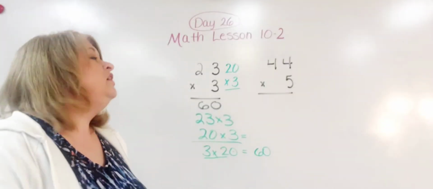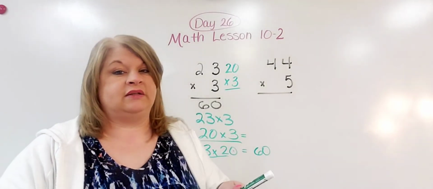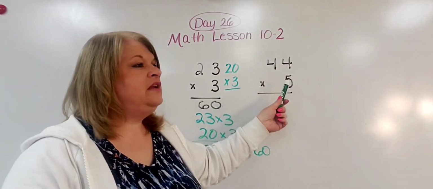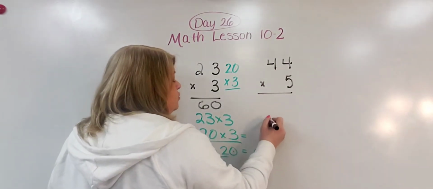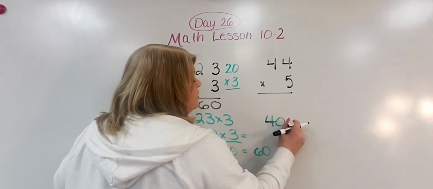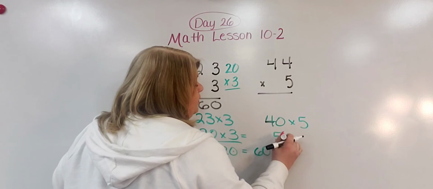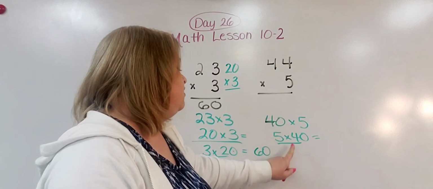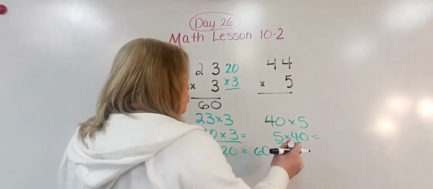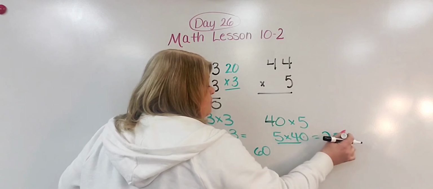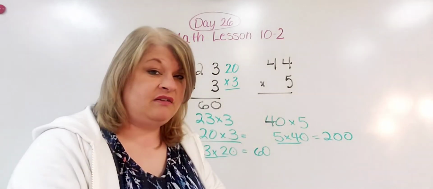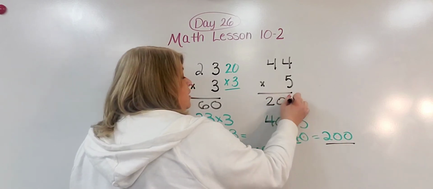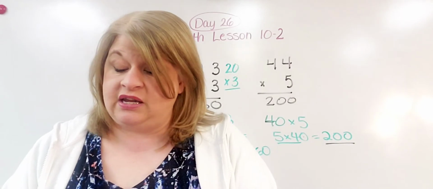44 times 5. So in my head, I'm doing this. 44 rounds to either 40 or 50. Which one? 40. So 40 times 5. So in my head, I am picturing 40 times 5, which is like we did yesterday, 5 times 40. So in my head, I'm going to do the part I know. 5 times 4 is 20. Then I still have to add my 0. So what is my estimate for 44 times 5? It is 200. Do you see how we're doing the estimating by rounding?